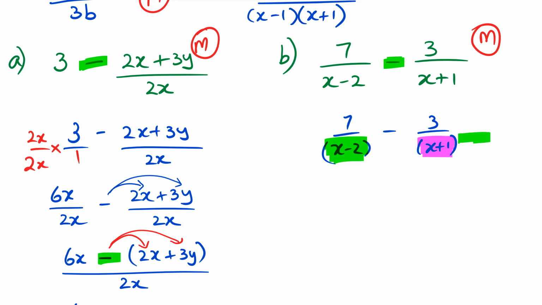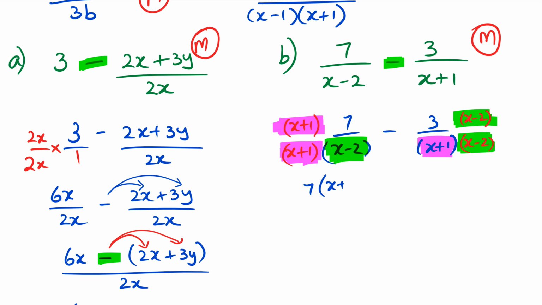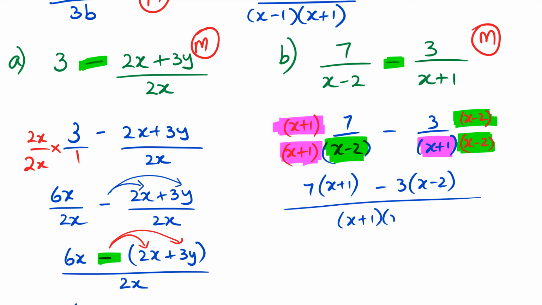What I'm going to do is multiply the denominator by x plus 1 and also the numerator by x plus 1, and on the other side multiply the denominator by x minus 2 and also the numerator by x minus 2. So putting this all together, I'm going to get 7 times x plus 1, minus 3 times x minus 2, and the whole thing is divided by x plus 1, x minus 2. Okay?